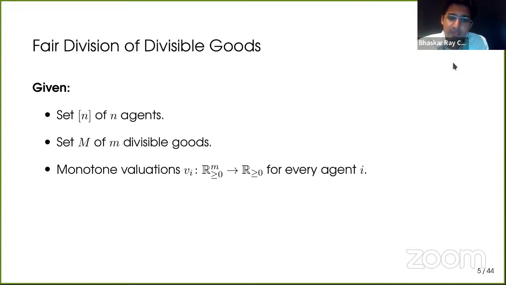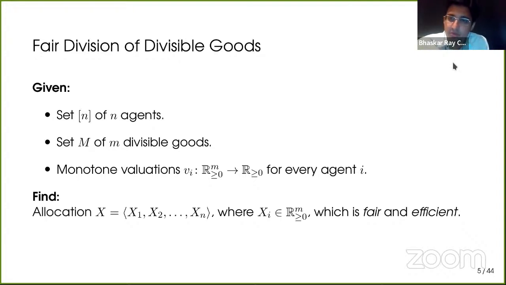Okay, and by monotonicity here, I mean that if you give him a bundle which Pareto dominates the previous vector, then the valuation function should not decrease. So we have agents, goods, and valuation functions. And what is our goal? Our goal is to find an allocation, where you find these vectors x1, x2 up to xn, such that all of the goods are allocated, and which is fair and efficient.